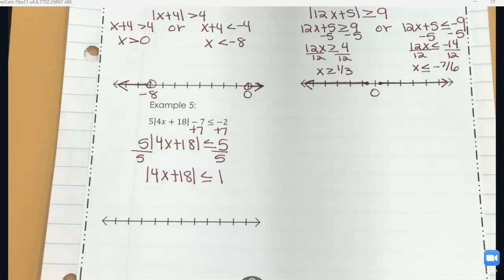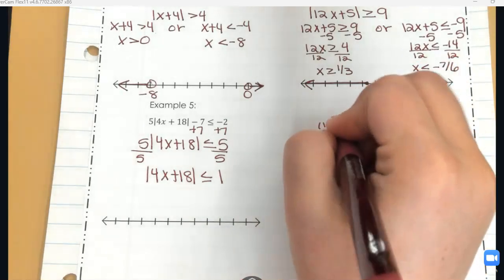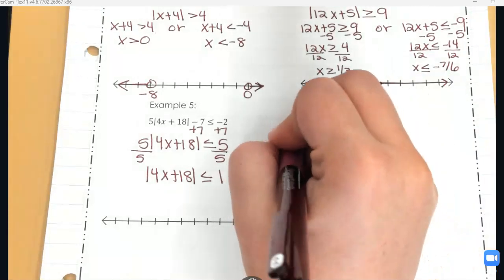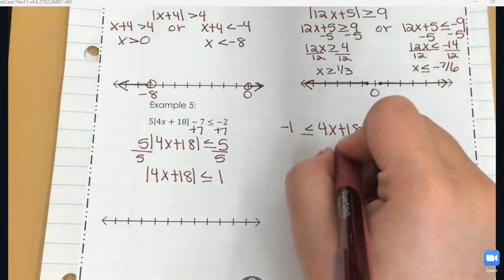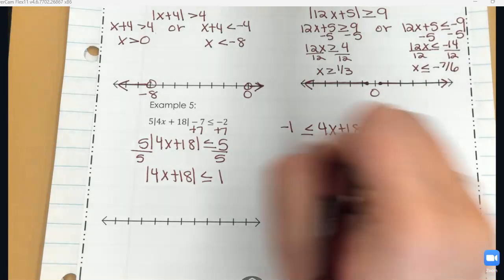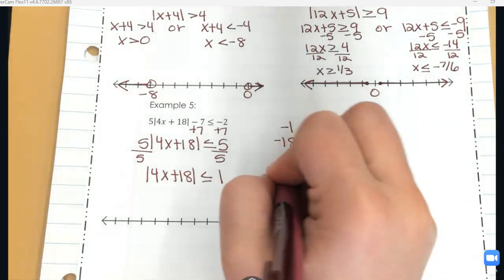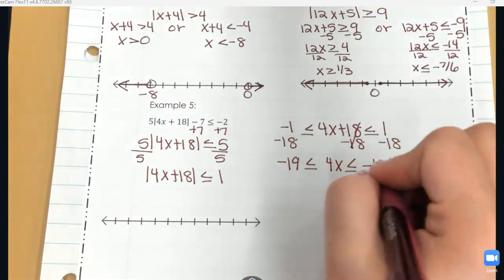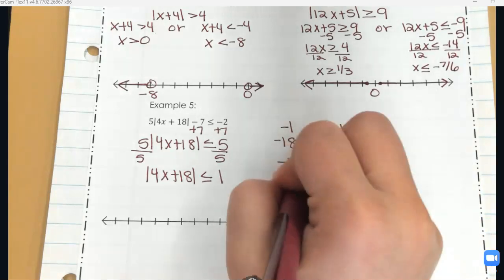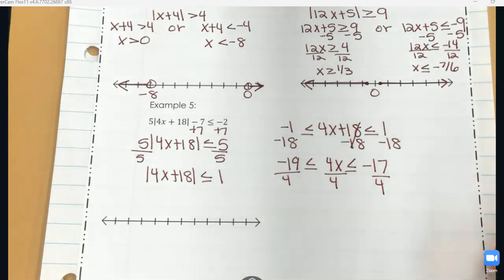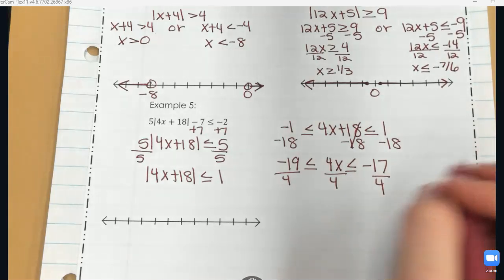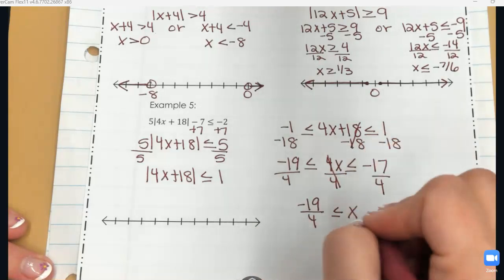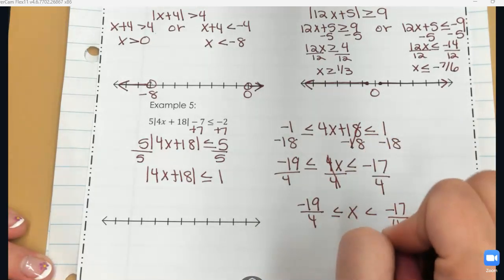The less than implies it's going to be one inequality, so 4x plus 18 has to be less than or equal to 1 and greater than or equal to negative 1. So solving this, whatever I do in the middle, I have to do on the left and on the right. So negative 19, now I've got 4x, and negative 17. Then I can divide everything by 4, and it's not going to be super pretty numbers. It's going to be ugly fractions. Negative 19 over 4, x is now alone, and negative 17 over 4.